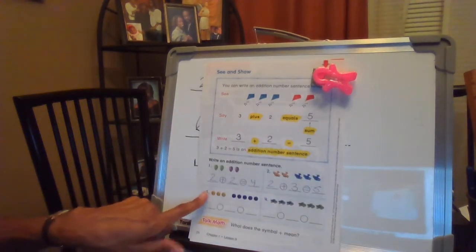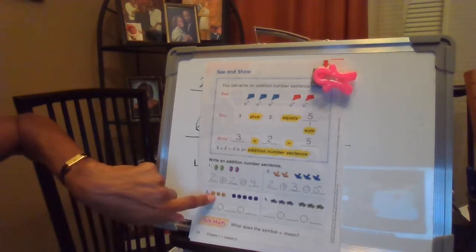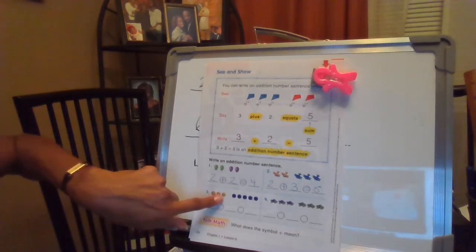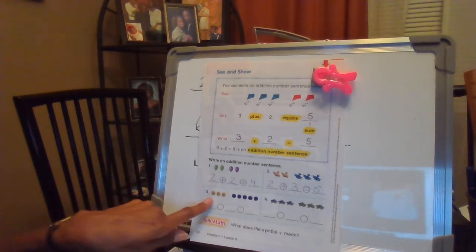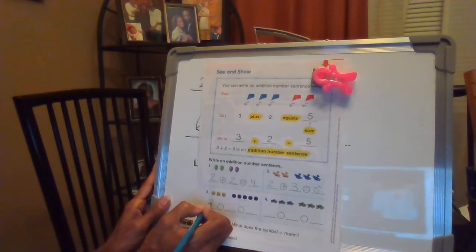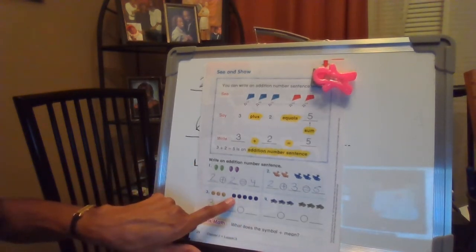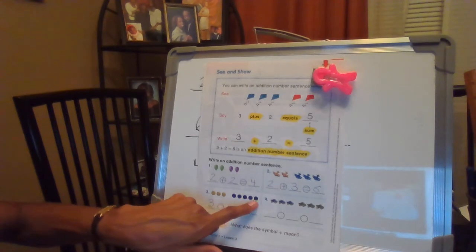Number 3, these are yo-yos. When you look at your paper, you'll see the little strings. Kind of faint, can't hardly see them. So how many yellow yo-yos do we have? 3. How many blue yo-yos do we have? 1, 2, 3, 4, 5.